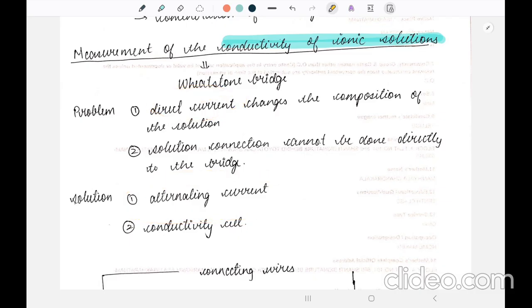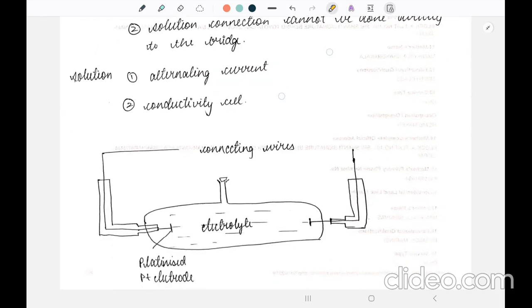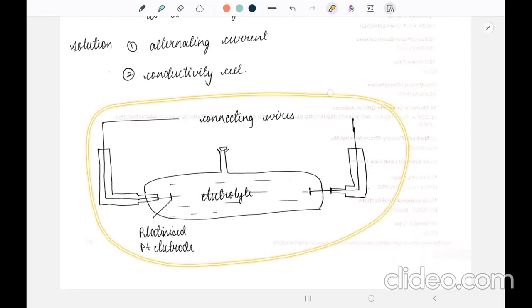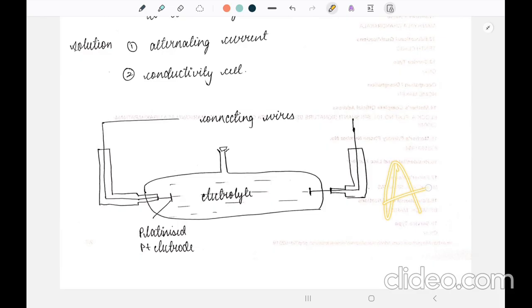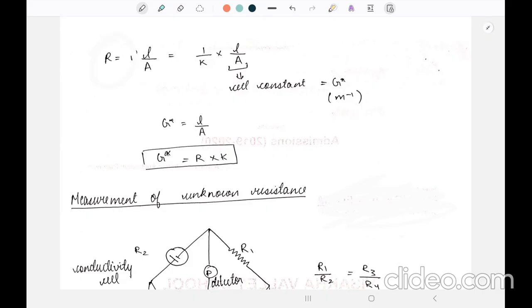And the second problem can be solved by using a specially made vessel called the conductivity cell, which is made up of two platinum electrodes coated with platinum black. So this can be the structure of the conductivity cell, and the area of cross section of the electrodes is A, and they are separated by a distance L. And then we'll be able to find the resistance, and we will also understand that L by A is a cell constant, and the cell constant value is L by A, which can further be written as R into K.